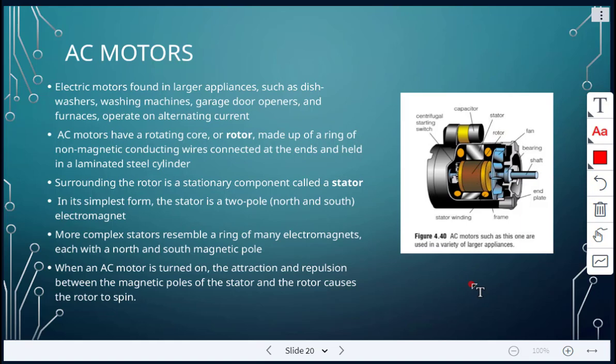And then surrounding the rotor is a stationary component called the stator, right here. Okay, so the rotor is rotating, the stator is stationary. In its simplest form, the stator is a two-pole electromagnet, so north and south. There are more complex stators that resemble a ring of many electromagnets, but each will still have a north and south magnetic pole. So when an AC motor is turned on, the attraction and repulsion between those magnetic poles of the stator and the rotor will cause that rotor to spin. All right, so again, these are used in larger appliances.